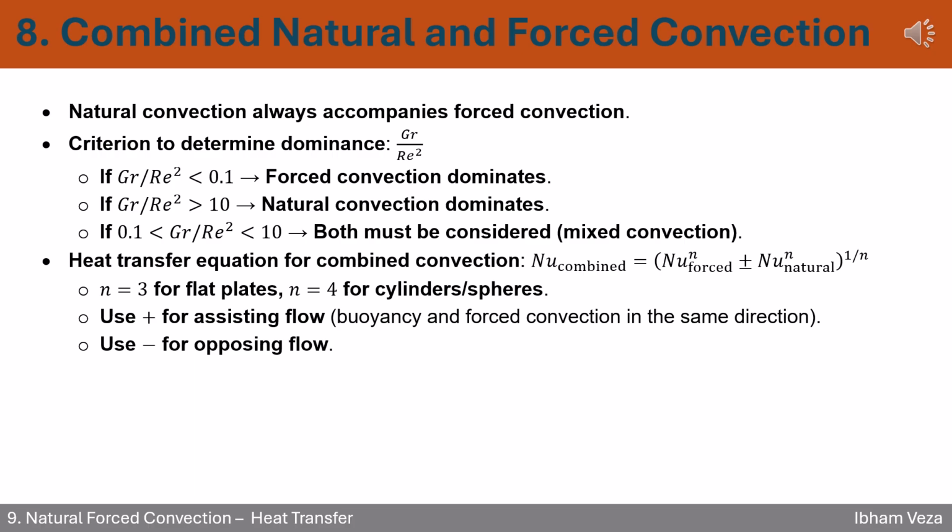Instead of guessing, use a simple criterion: Grashof over Reynolds squared. If it's less than 0.1, forced convection wins. If it's greater than 10, natural convection takes over. Anything in between means mixed convection. You'll need to account for both effects.